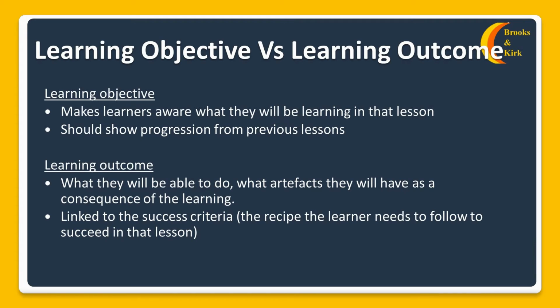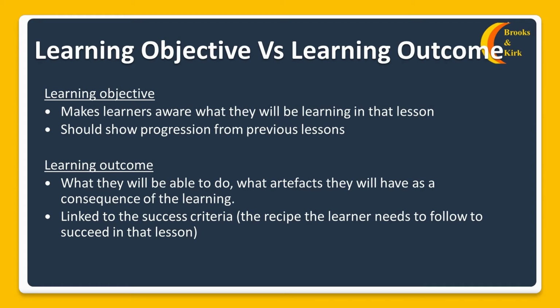Now, it's always good practice that you share your learning objectives and learning outcomes with your learners as soon as possible, so that they get a good idea of what it is that you're expecting of them, and what it is that they're expected to be doing. So the learning objective makes people aware, and it should also be progressive, so not just standalone learning objectives, that the learner can see an overall learner journey as a consequence from a series of lessons.